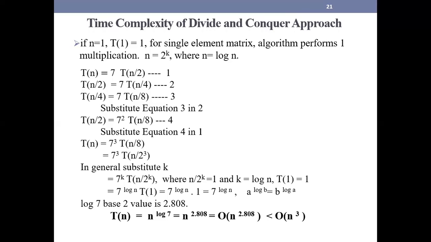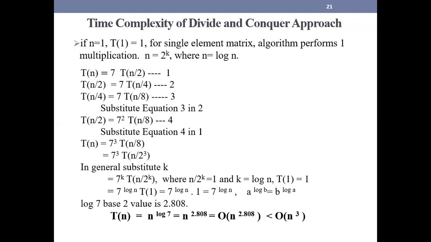So in general, instead of 3, we can write k. So 7 power k, T of n by 2 power k. So we know the relation n by 2 power k equal to 1. So substitute, T of n by 2 power k equal to 1. That is, we are getting T of 1. The initial condition T of 1, we know the value. See the first line, T of 1 is 1. If n equal to 1, the algorithm performs only one multiplication. So substitute the value in this equation. We are getting 7 power log n, because k value is log n. 7 power log n into T of 1, which is 1. So we are getting 7 power log n.